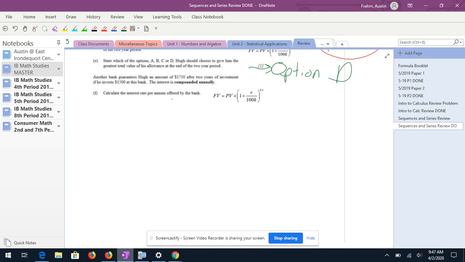All right, so we are trying to find the interest rate, which is the R value. So that's going to be our variable in the equation. We should be able to fill the rest of it out. So it should be 1750 equals 1,500 times 1 plus R divided by 100 times our K value. K is how many times it's compounded per year, and it says it's compounded annually. So that's just 1. And then to the K times N power. So it'd be 1 times 2 because it's 2 years.